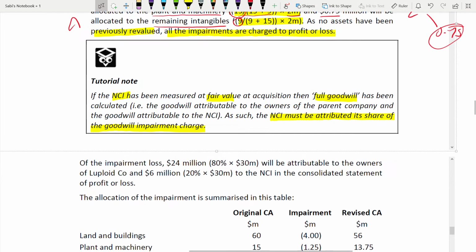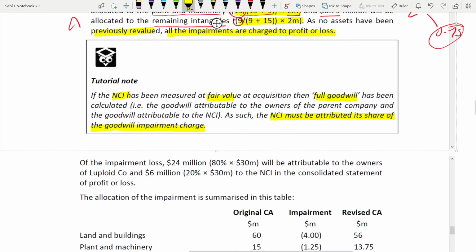So of the impairment loss, 24 million. What was your goodwill total? 24 million. Now out of it, 20% is NCI, 80% is for the parent. But 80% of what? Of the 30 million. Why 30 million? Because 30 million was the total impairment.